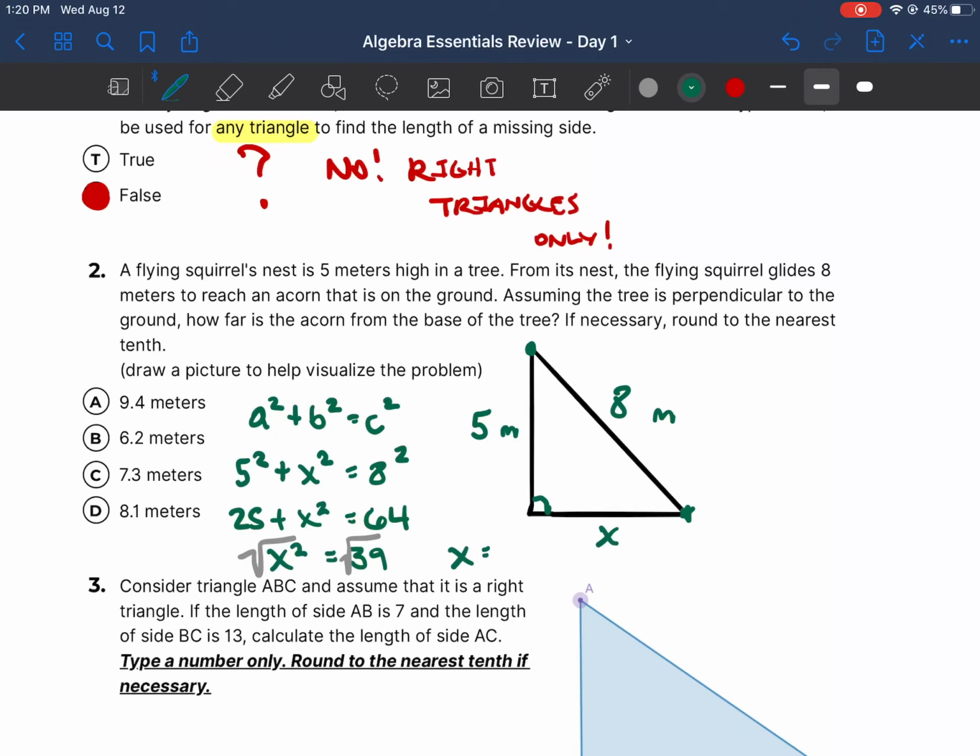And using a calculator to make this approximation, the square root of 39 is approximately 6.2, and it says round to the nearest tenth, so approximately 6.2 meters. Which would be B.